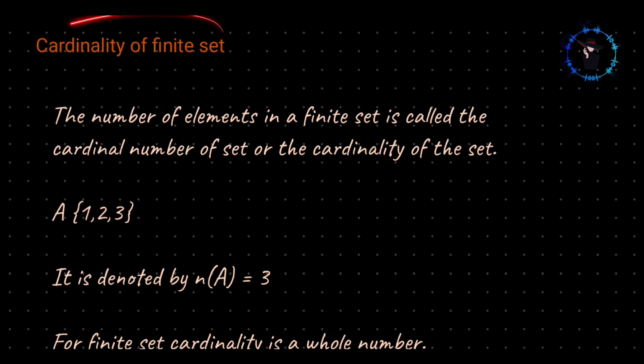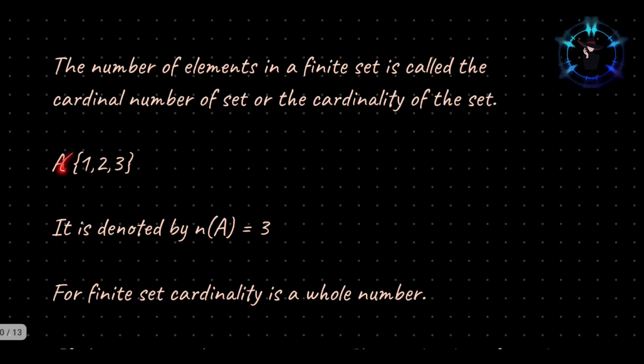Cardinality of a finite set. So what does this mean? It means the number of elements that are present in a finite set. A finite set is a countable set. So the number of elements present in a finite set after counting is known as the cardinality of the finite set. The number of elements in a finite set is called the cardinality number of the set, or the cardinality of the set.